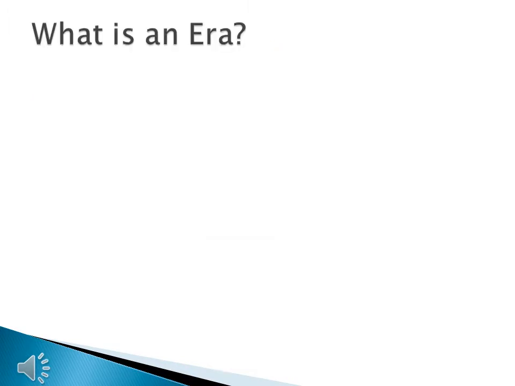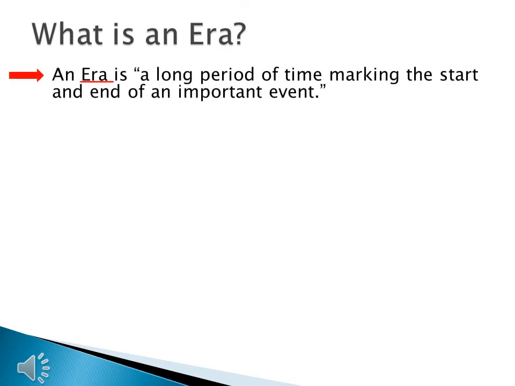Now things are about to get interesting when it comes to measuring time. You see, we've already talked about the big split, BC and AD, BCE and CE, but now we're going to break things down further by what's happening during these periods. The first thing we're going to talk about is an era. That's the focus of this lecture. Now, an era is a long period of time, marking the start and end of an important event. So eras are very big, and they mark the beginning and the end of a major time period.